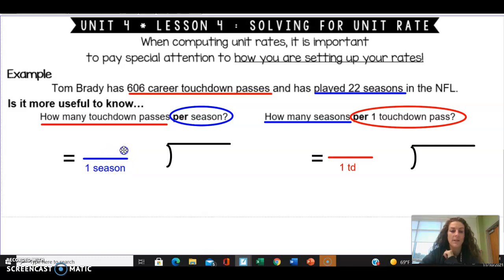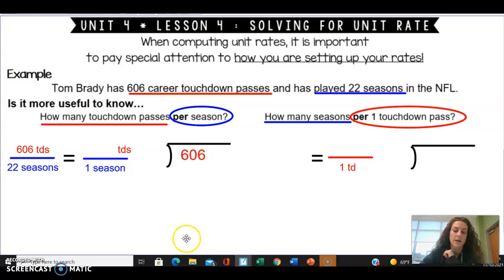Well, I don't know how many touchdowns. This is what I'm trying to find. I'm going to use the information they gave me to set up my rate. I need seasons on the bottom and touchdowns on the top. Now we know to find our unit rate, this line means division. So we can do 606 divided by 22. And we know the numerator always goes inside as our dividend. Our divisor would be our denominator.